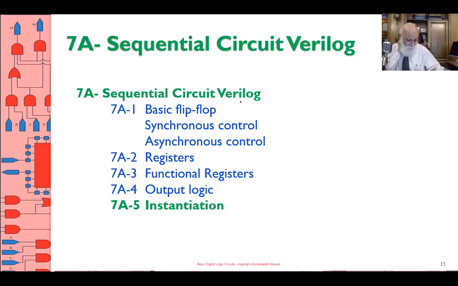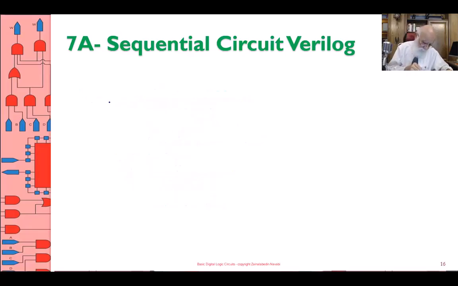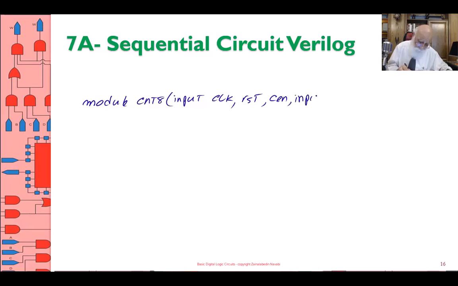Let's take a counter. Let's say I have module CNT8, with input clock, reset, and count enable, and input [7:0] pair in, and output reg, that's a counter, [7:0] pair out, and endmodule.